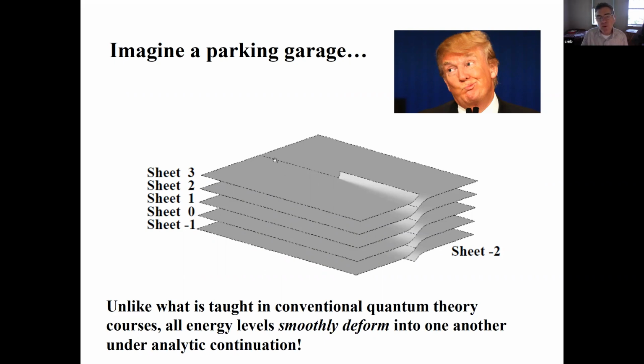And indeed, if you take a slice of this parking lot along the real axis here, what you see is discrete energy levels, okay? But that's only on the real axis. In fact, there is a continuous path from all energy levels to all other energy levels, okay? So unlike what is taught in conventional quantum theory courses, all energy levels smoothly deform into one another under analytic continuation.